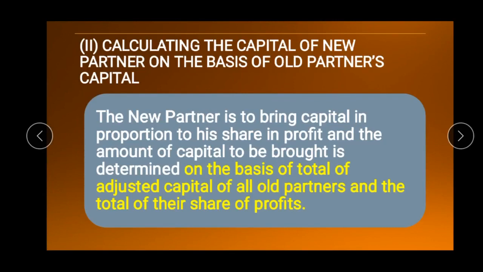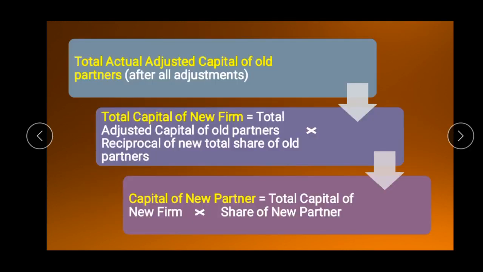Now come to the second method of adjustment of capital, that is to calculate the capital of the new partner on the basis of the old partners' capital. So how to calculate the new partner's capital? Let's understand its steps. In the first step, we will calculate the total actual adjusted capital of the old partners. We start from the old partners' actual capital, adjusted capital after all adjustments, and it can be calculated by preparing their capital account.